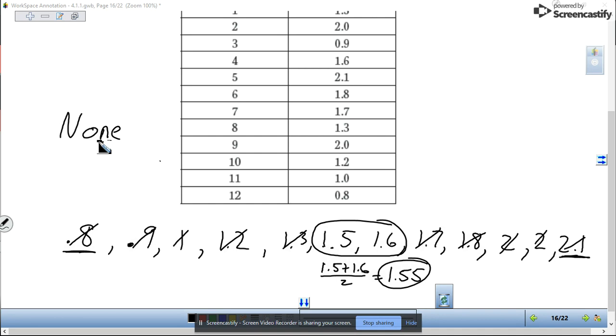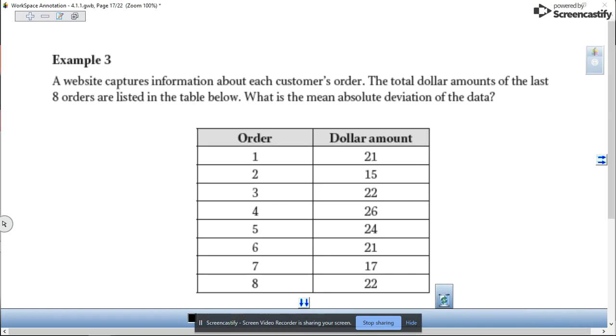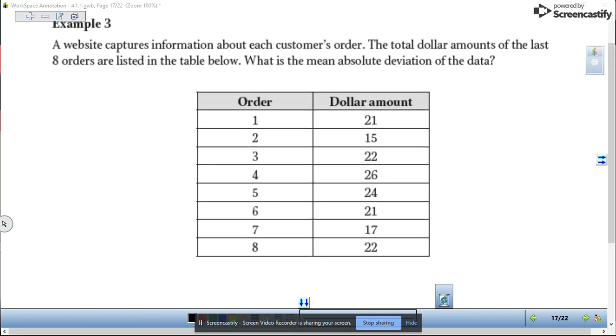So going on to the next example here. Now this one's going to take a little bit of time, and this is where we're going to show you how to do the mean absolute deviation. So make sure you're paying attention here. All right, so a website captures information about each customer's order. The total dollar amount of the last 8 orders are listed in the table below. What is the mean absolute deviation of the data?